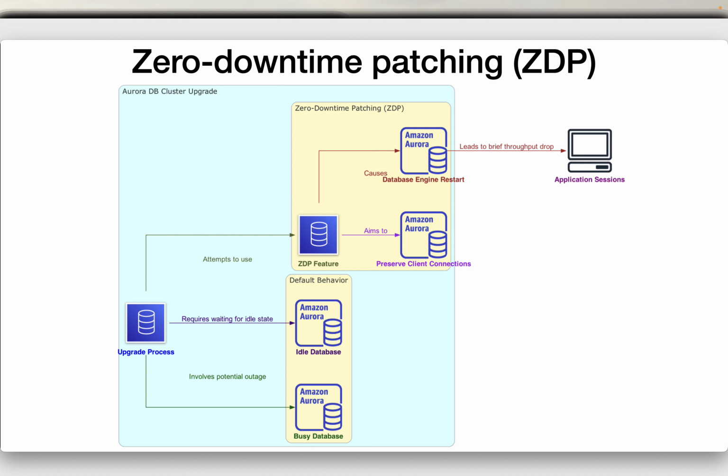The zero downtime patching feature attempts on a best effort basis to preserve client connections through an Aurora upgrade. If zero downtime patching completes successfully, application sessions are preserved and the database engine restarts while the upgrade is in process. The database engine restart can cause a drop in throughput lasting for a few seconds to approximately 1 minute.